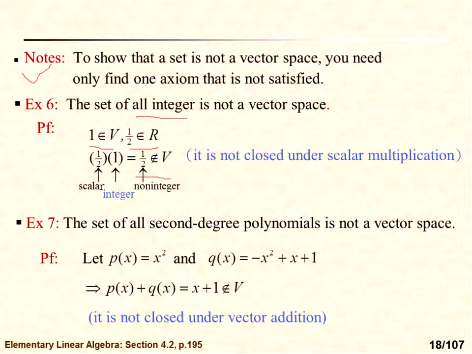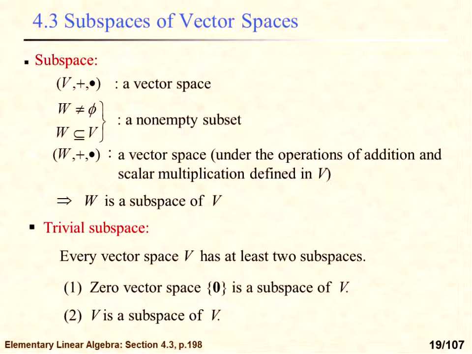So it does not belong to the set. Since the question says the set of all integers is not a vector space, it is not closed under scalar multiplication, so the multiplication property does not hold. We directly say that it is not a vector space. We have to check all the 10 axioms in general, but here I checked only one axiom and directly concluded it is not a vector space.